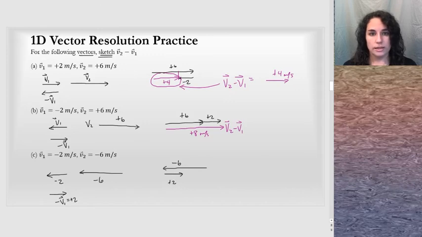And notice that I make up the difference in here. This would be V2 minus V1, which is negative 4. Notice that's a negative 4 meters per second here. If I take negative 6 and add on 2, then that's that vector. So that's 1D vector resolution practice. You may be asked to add or subtract vectors in 1D.